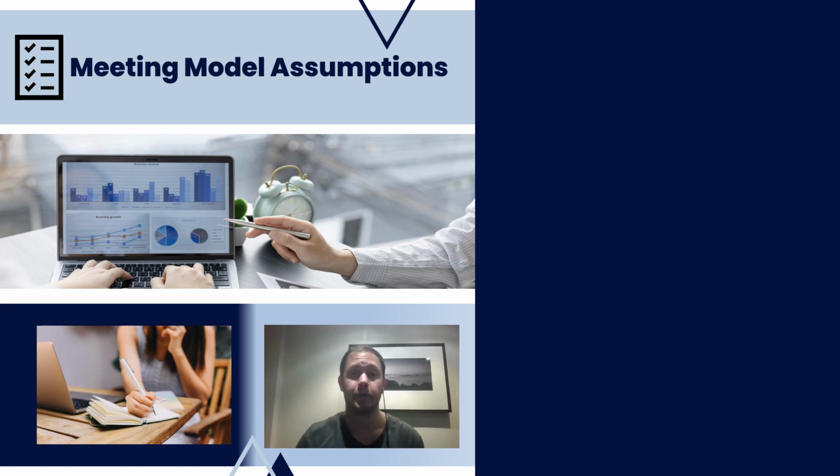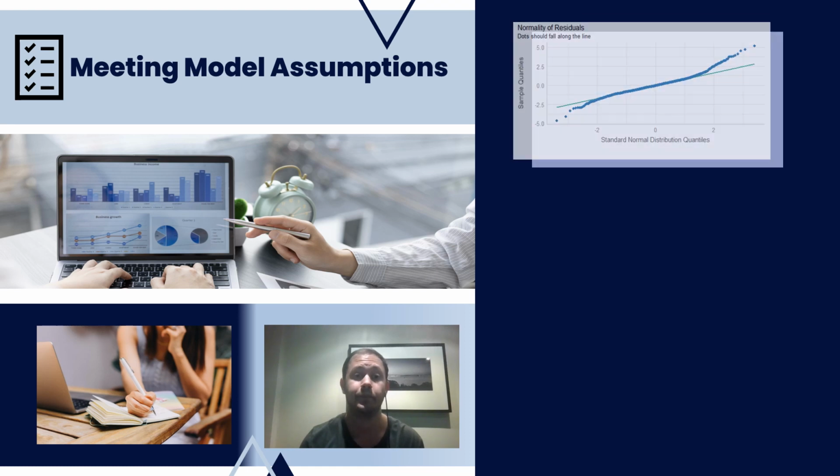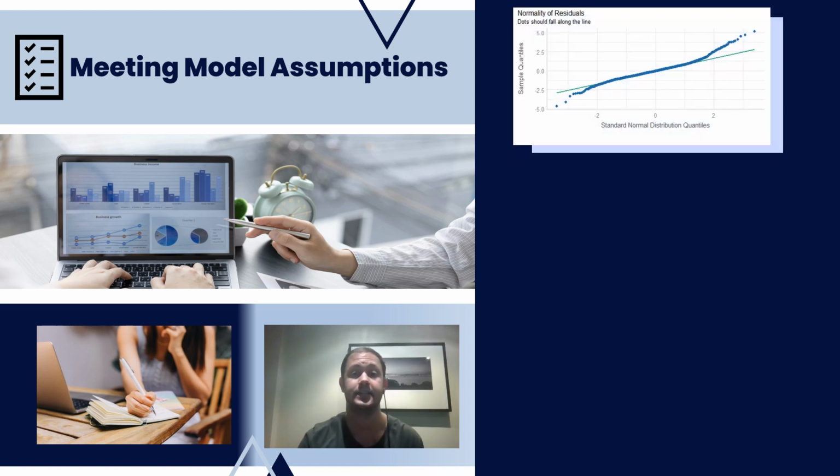Before running a linear model, some assumptions must first be met. The first of which is that the residuals, meaning the difference between the observed values and the values predicted by our model, should be nearly normal. That is shown to be satisfied in this first graph.